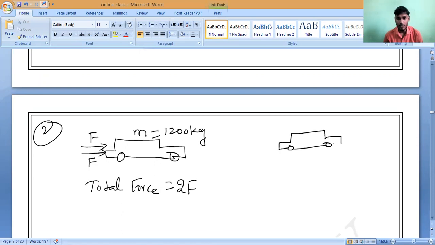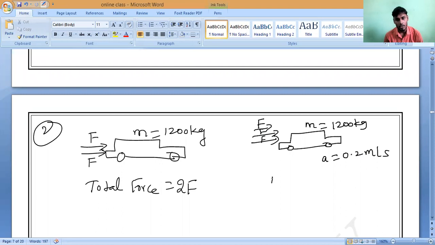How many persons have pushed? Three. Mass equals 1200 kg, and what acceleration have they produced? 0.2 meter per second squared. But how much force? How many have pushed? Three members. Three members means equal force.